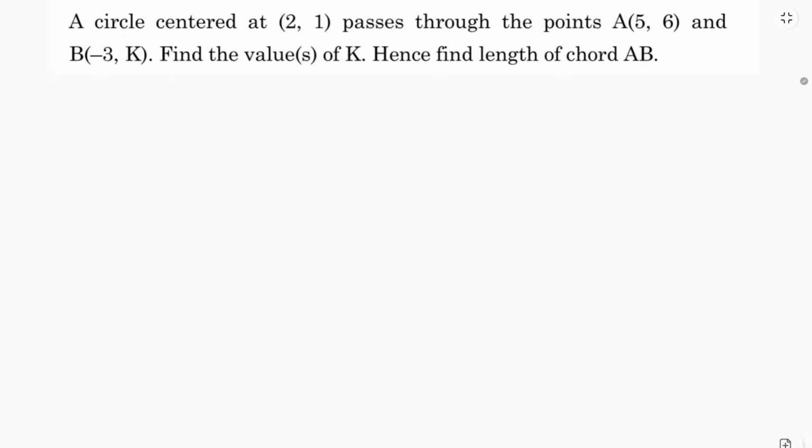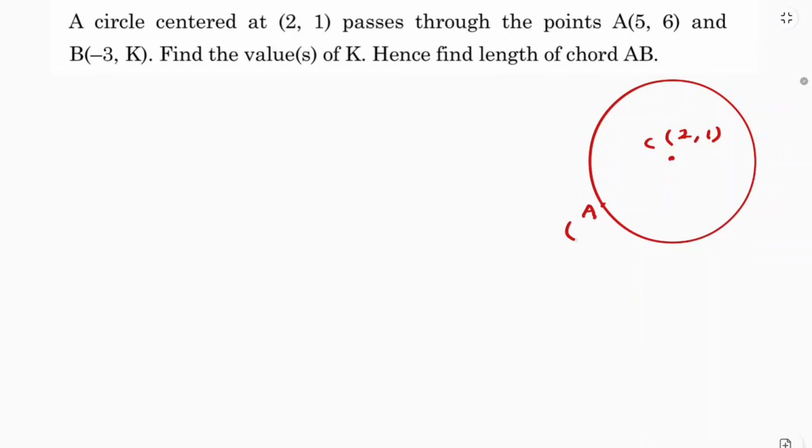Fine. A circle passes through... a circle with center (2, 1), and passes through the points. I'll take A here, A (5, 6), B (-3, k).